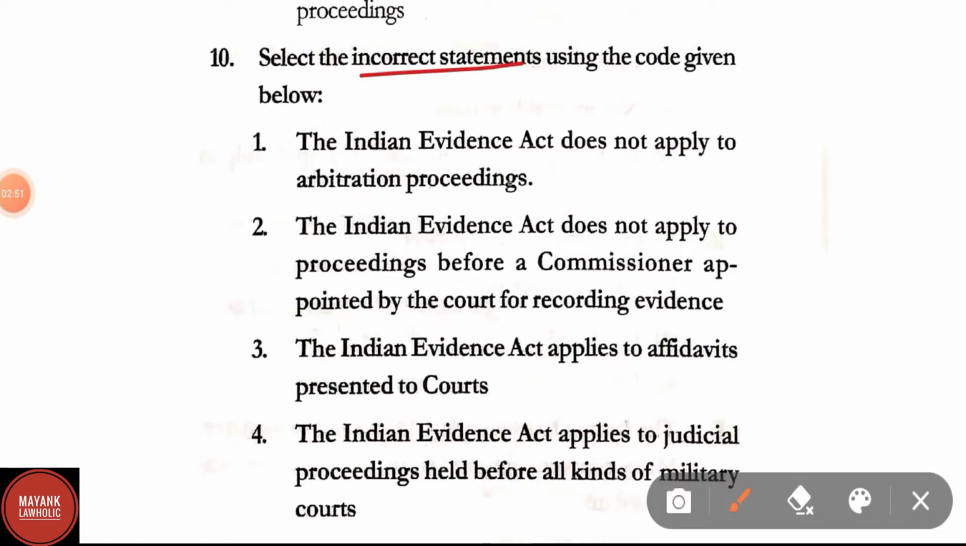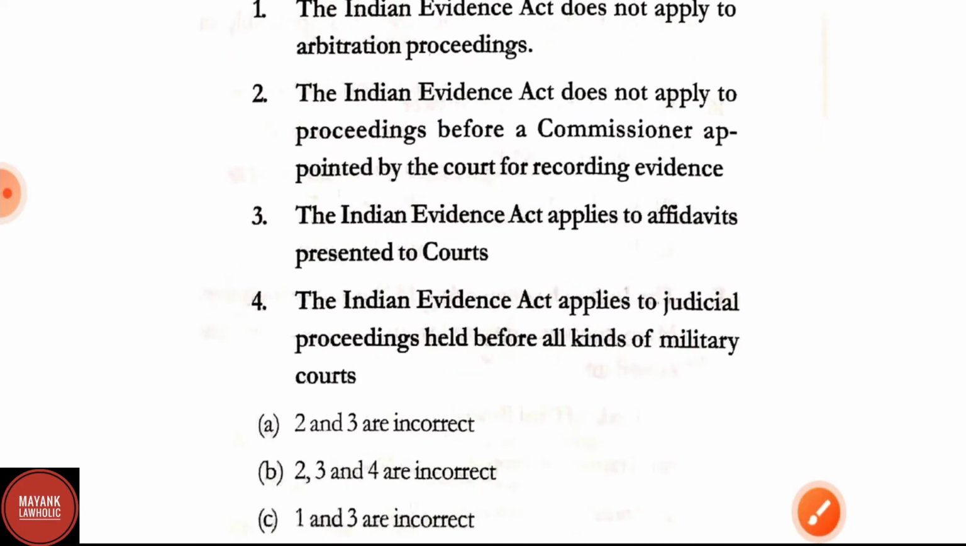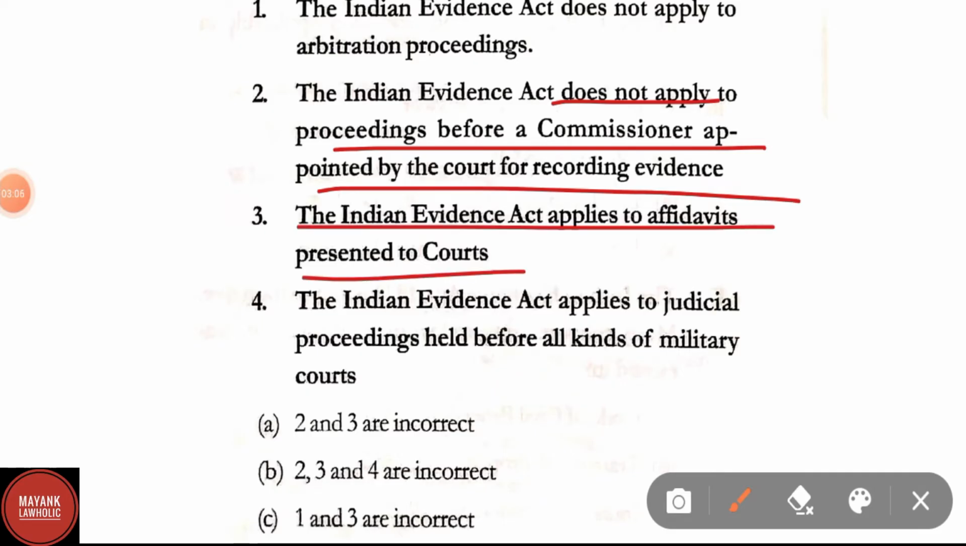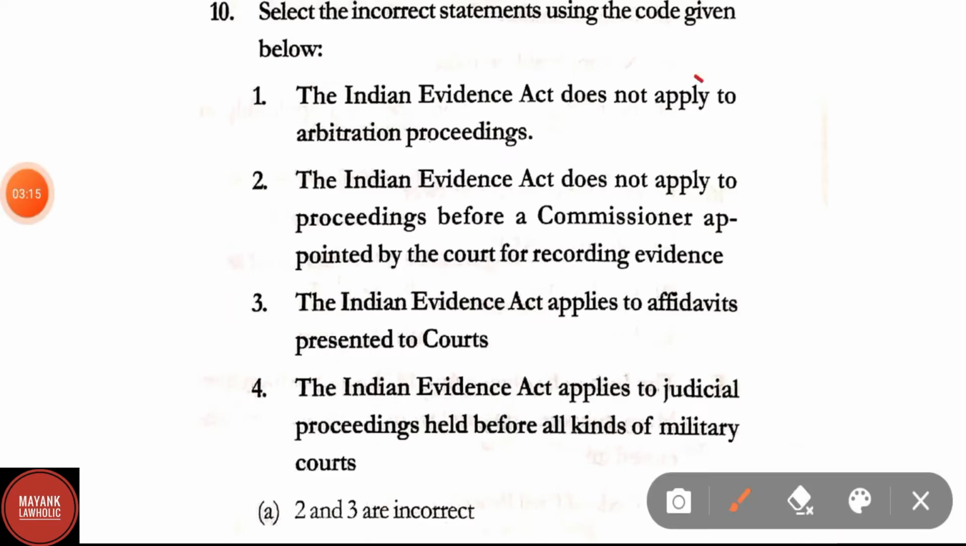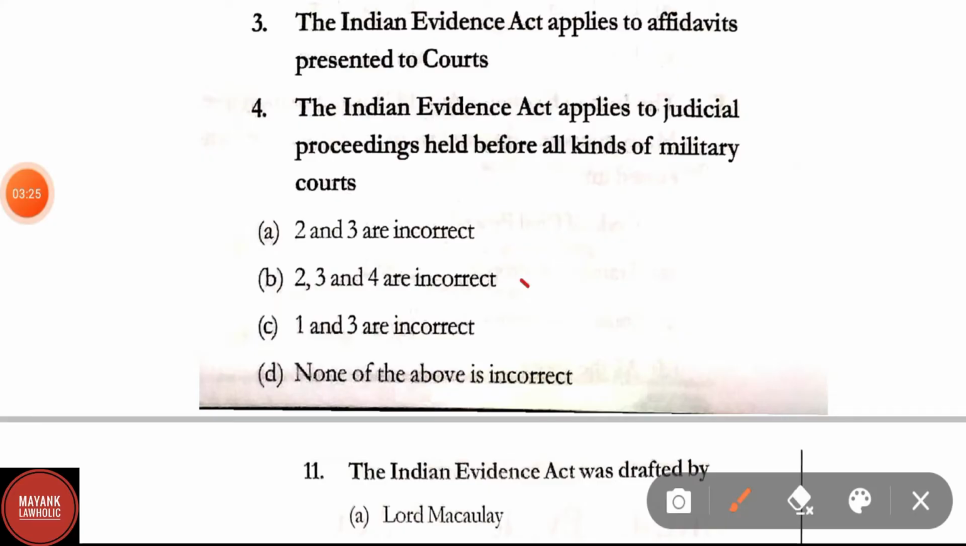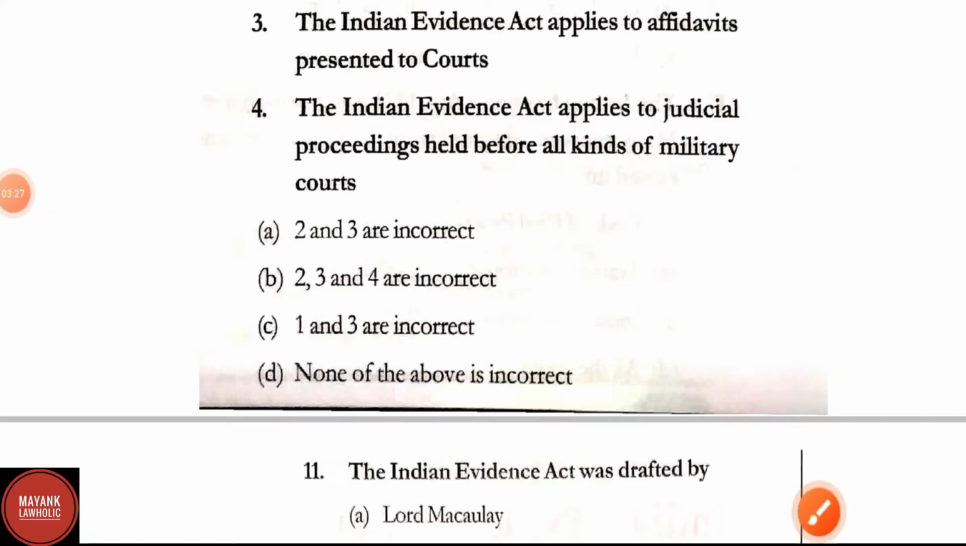Question number 10. Select the incorrect statement using the codes given below. Statement first, the Indian Evidence Act does not apply to arbitration proceedings. Statement second, the Indian Evidence Act does not apply to the proceedings before a commissioner appointed by the Court for recording evidence. Statement 3, the Indian Evidence Act applies to affidavits presented to courts. And statement 4, the Indian Evidence Act applies to judicial proceedings held before all kinds of military courts. Here, correct answer is only statement 1, that is Indian Evidence Act does not apply to arbitration proceedings. Second, third and fourth statements are not correct. Therefore, correct answer will be option B. 2, 3 and 4 are incorrect.